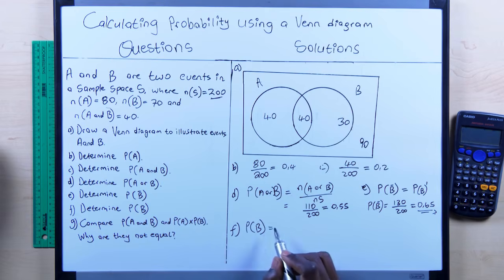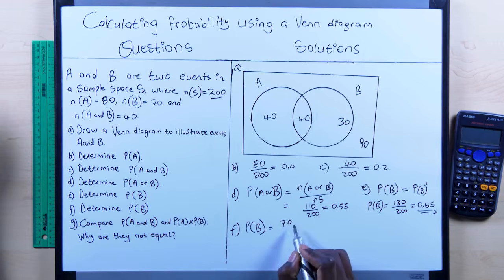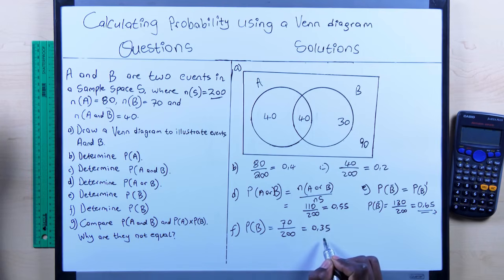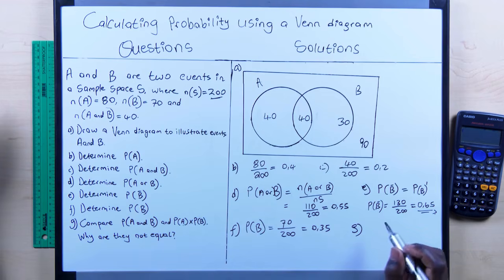That's easy. B was already given as 70. So it's going to be 70 over 200, which should give us 0.35, which means it's 35%. And lastly, G. What does G say? Compare the probability of A and B with the probability of A times the probability of B. These are two different things.